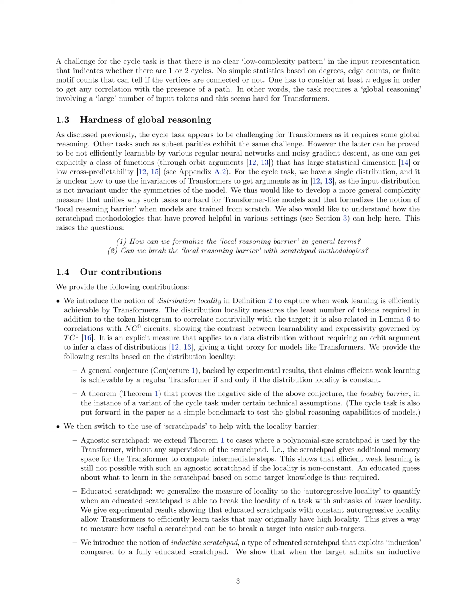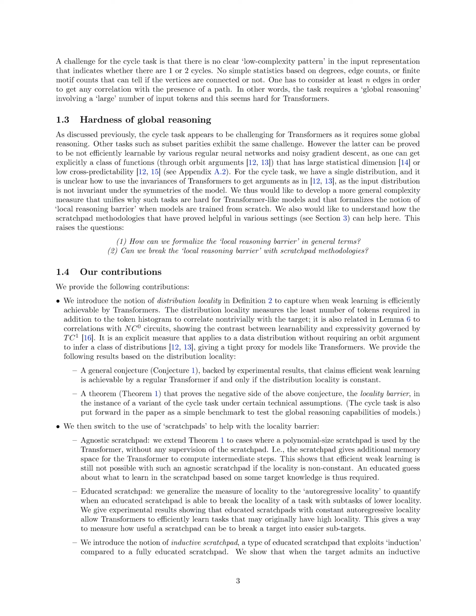with the target. This measure applies to any data distribution on tokens without needing to infer a distribution class from model invariances. The method then provides results based on the distribution locality, including a general conjecture claiming efficient weak learning is achievable by a regular transformer if and only if the distribution locality is constant. Additionally, a theorem is presented that proves the negative side of the conjecture in the instance of a variant of the cycle task under certain technical assumptions.